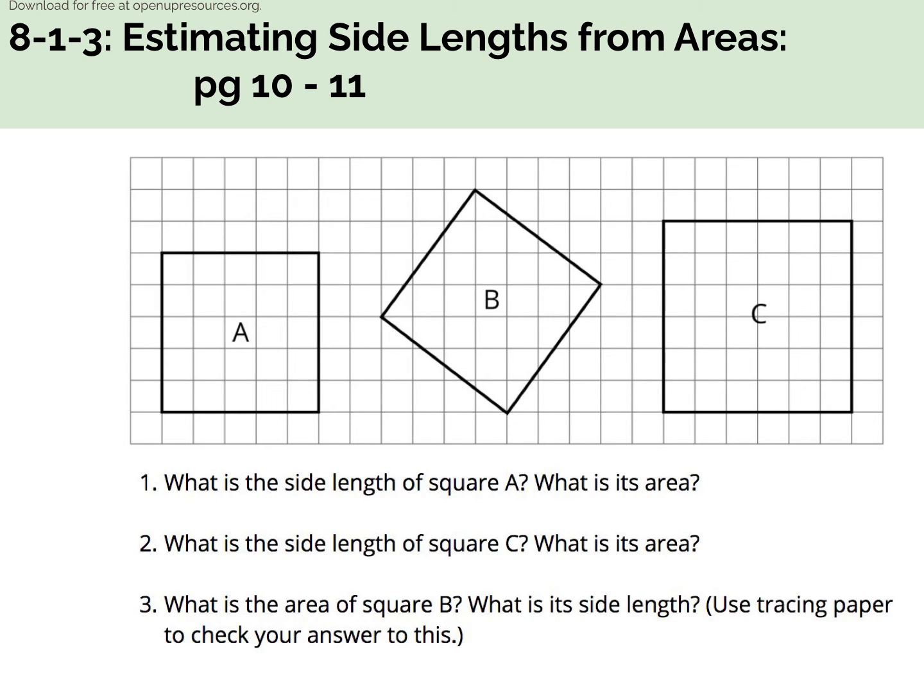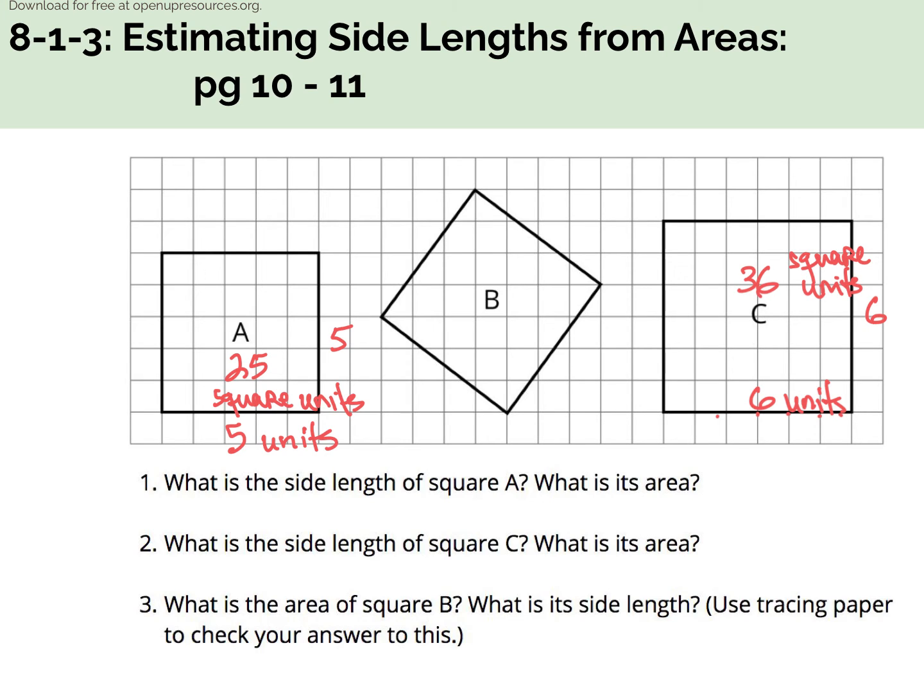All right, A, let's look at A first, right? So A is 1, 2, 3, 4, 5, has a length of 5, area of 25, okay? C, 1, 2, 3, 4, 5, 6, 1, 2, 3, 4, 5, 6, 6 times 6 is 36. So the sides are units, just units, and the area is square units. Let's go ahead and label those, make sure we have all those. 36 square units.